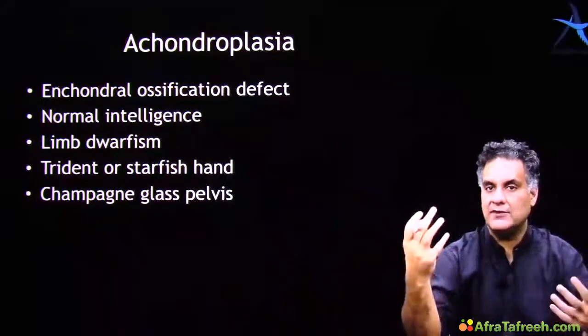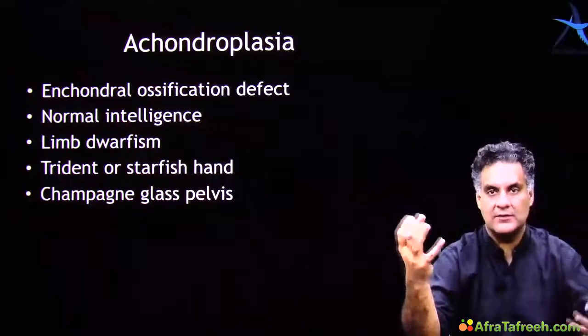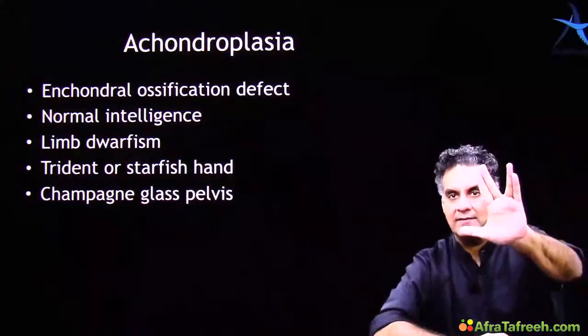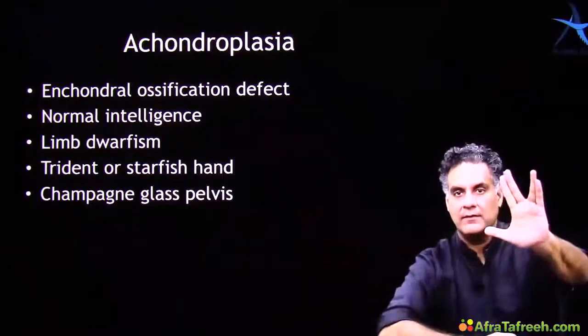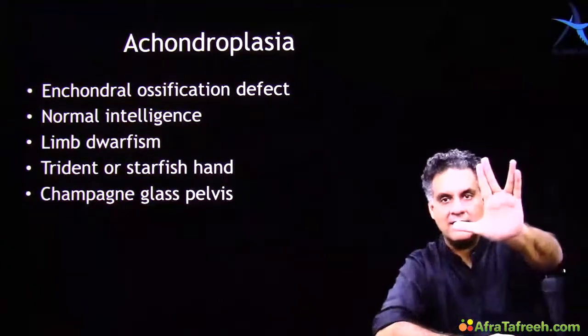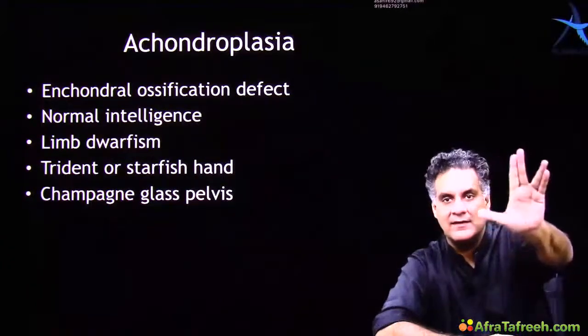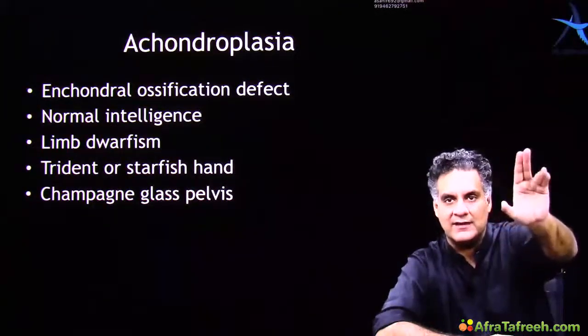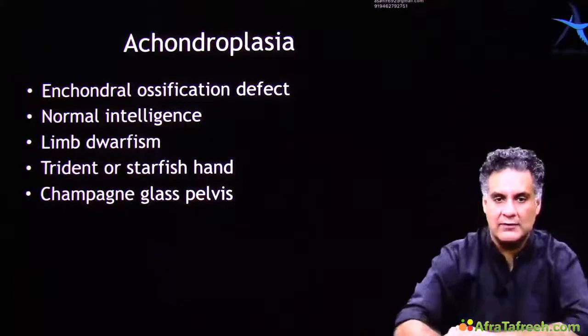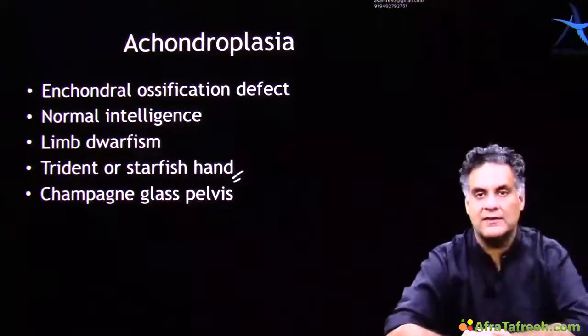But they have a trident or starfish hand. This is a trident hand. There's a gap between the middle and the ring finger. And you know, many people can't do it. It's also an easy way to remember the sensory supply of the hand. This is C6 supplying the thumb, C7 the index and middle finger, C8 the ring and little finger. And then you have the starfish hand where all the fingers are equal.